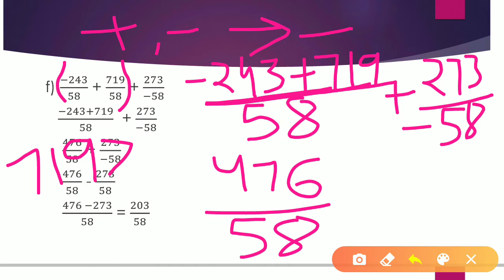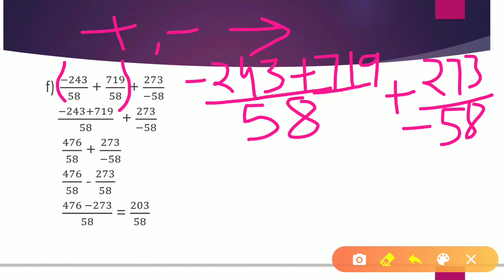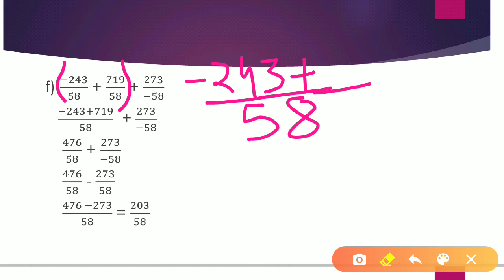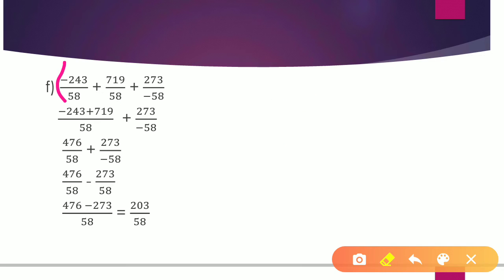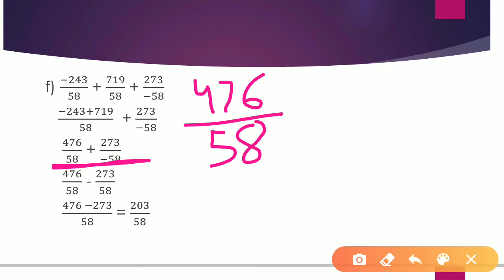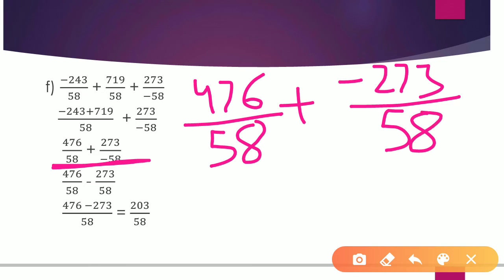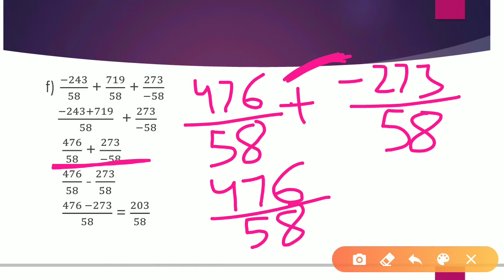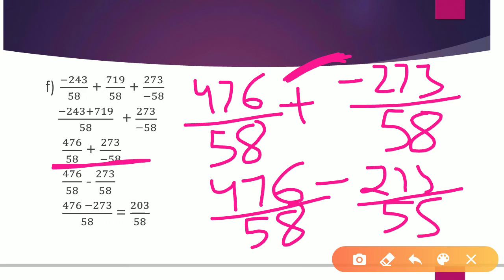Now the last term remains. So 476 upon 58, and the last term is 273 minus 58. This minus can be written as minus 273 by 58. Now this plus minus will become minus. This plus and minus will become minus here, minus 273 by 58 will be as it is.